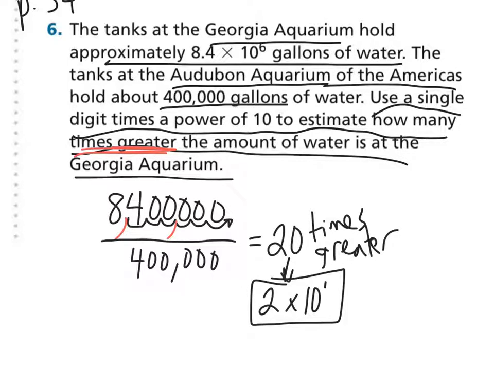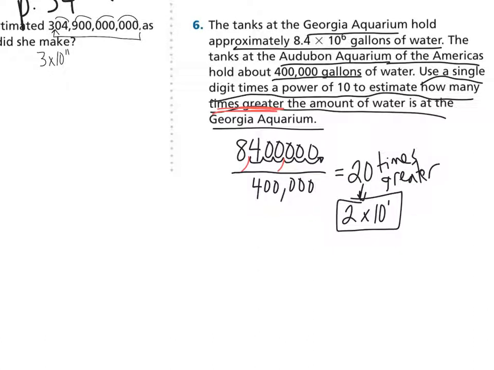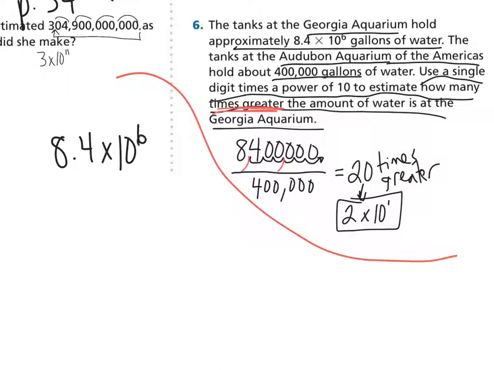Probably we'll put it as, I guess, 2 times 10 to the first power. Okay, so that would be one way of doing this. Another way, if you get the hang of this a little bit, and especially if you don't have a calculator, another option would be to get both of these in scientific notation.